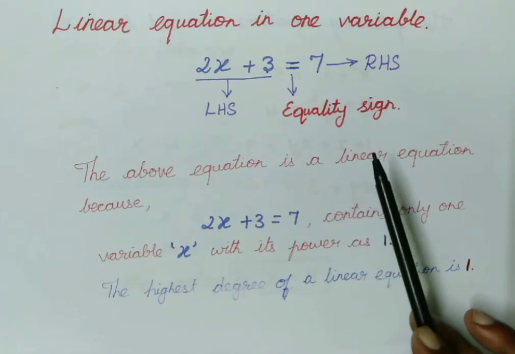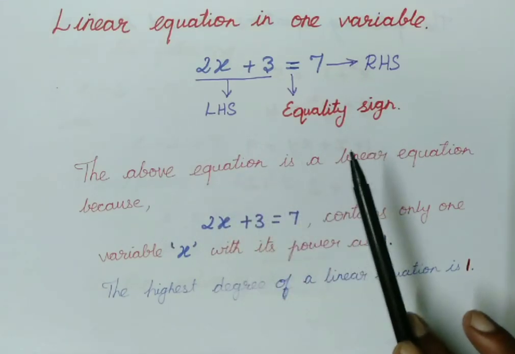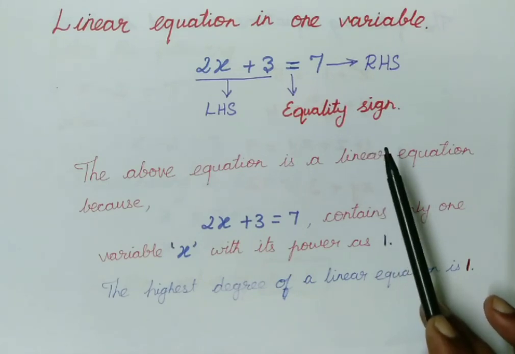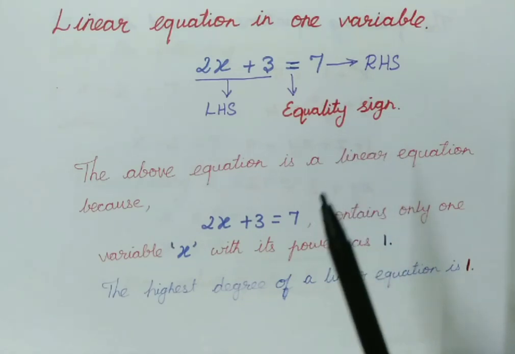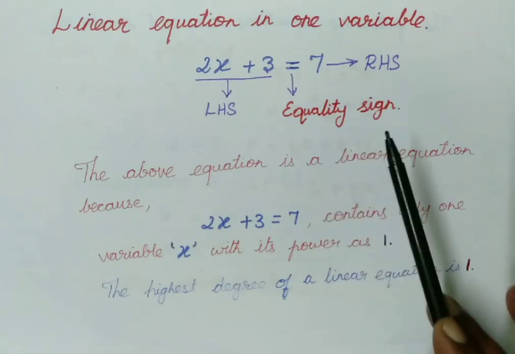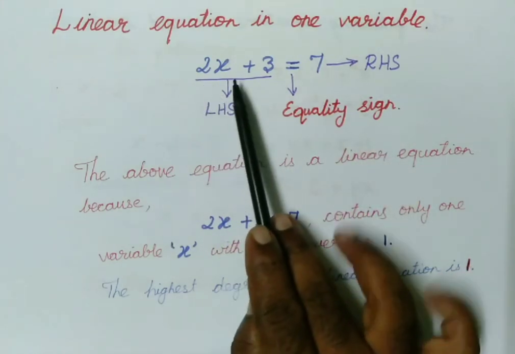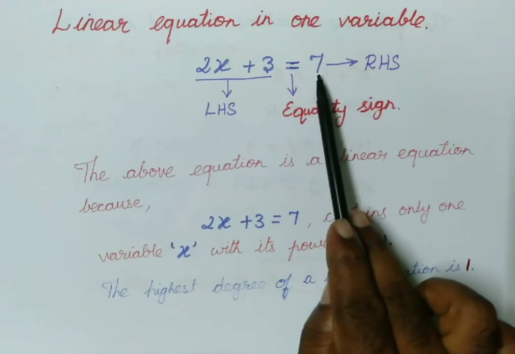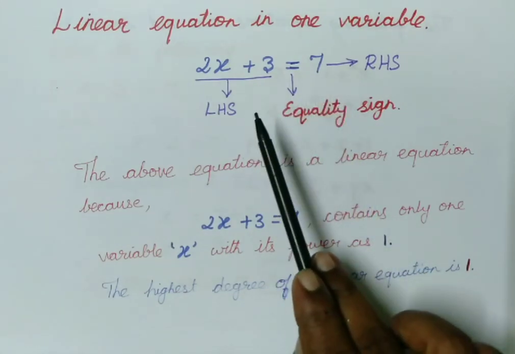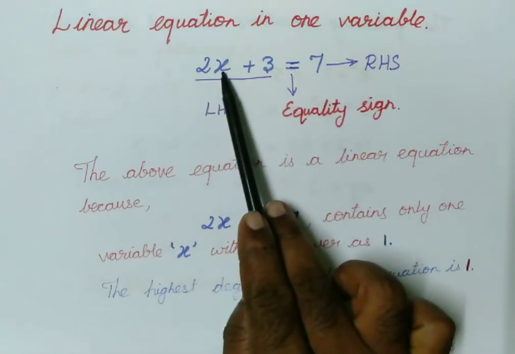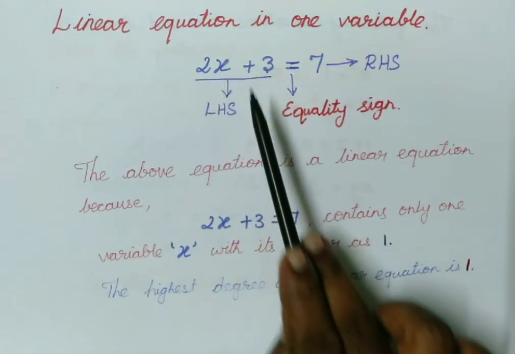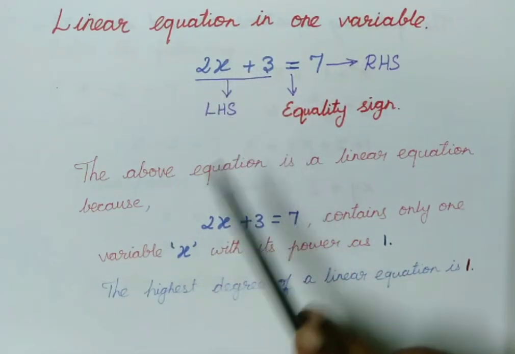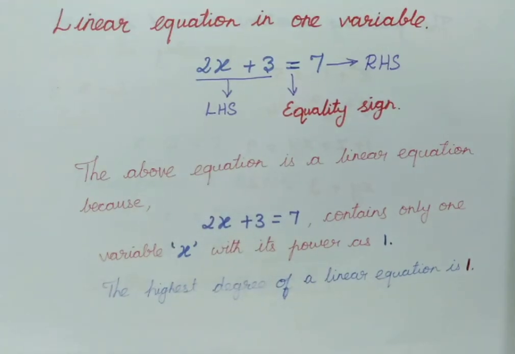Again I'll tell you, an equation can be considered a linear equation when its highest degree is 1. In this equation, 2x plus 3 equals 7 is a linear equation because the highest power of x is 1. Here the highest power is 1, so this equation is a linear equation.